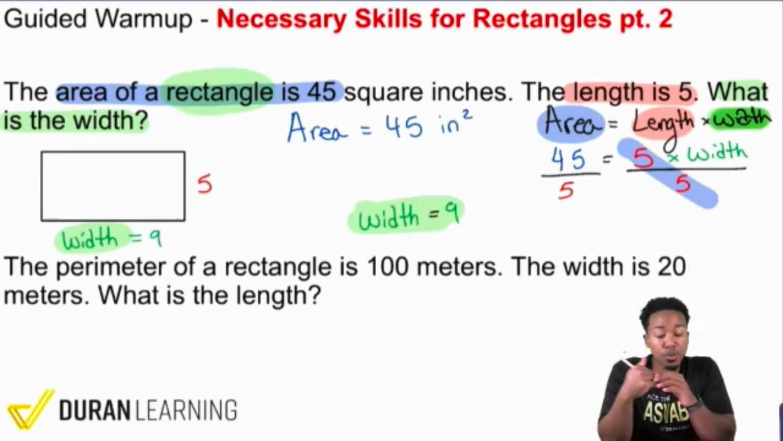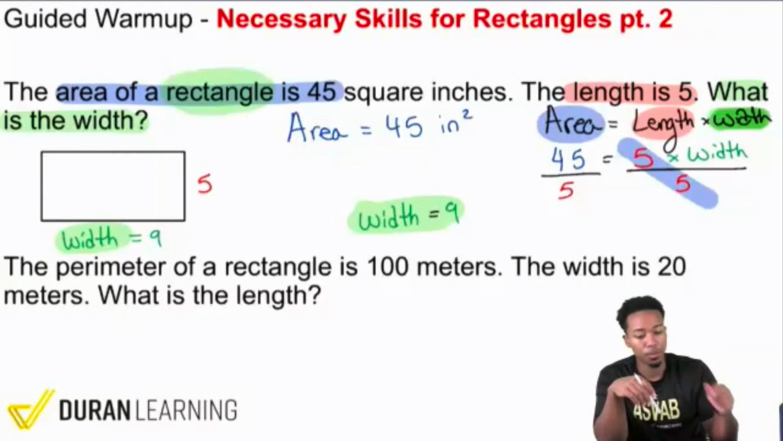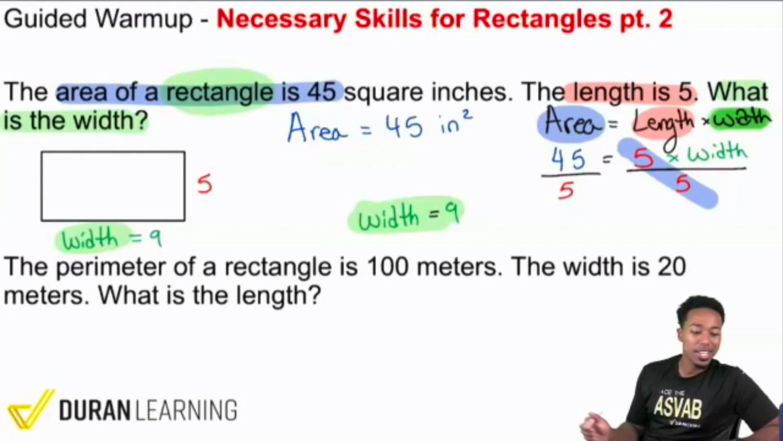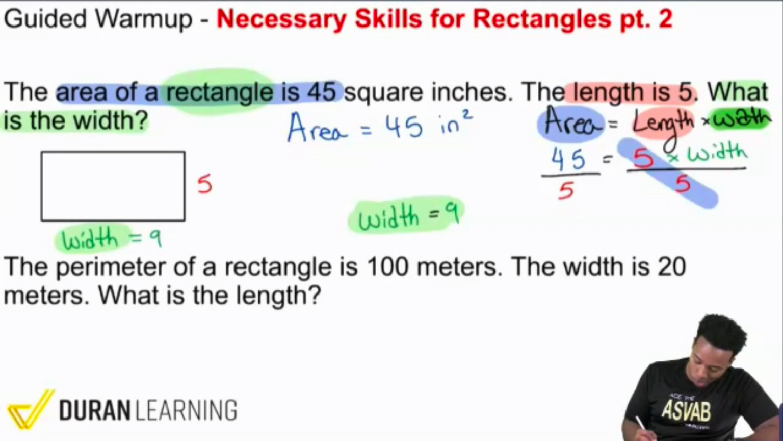Now, area is pretty easy compared to this next one here. The perimeter of a rectangle is 100 meters. The width is 20 meters. What is the length? All right, so that's right, Anthony, you're starting to pick it up here. So here we go. We want the length. So what is the length here in this next one? And we're talking about a rectangle.